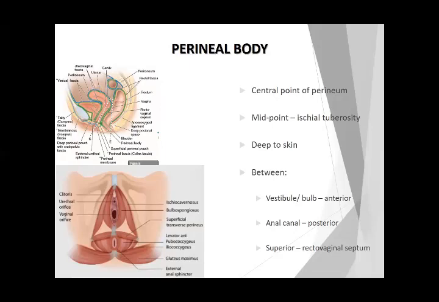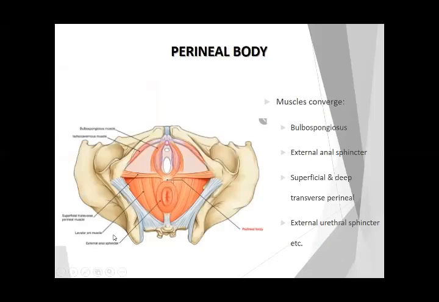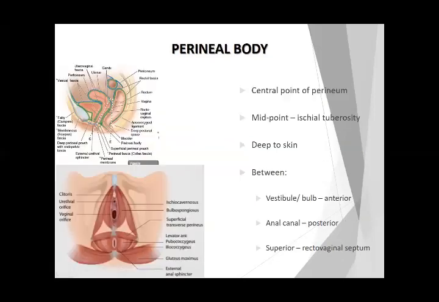This is also called the central tendon of the perineum. It is present midway. This is one ischial tuberosity, this is the other ischial tuberosity. A line joining the two ischial tuberosities. The center of the line joining the two ischial tuberosities is at the posterior margin of the perineal membrane.